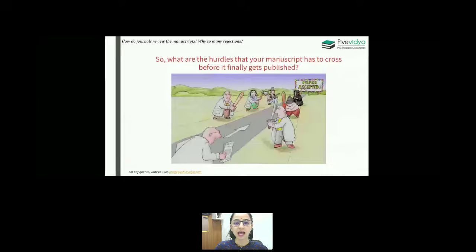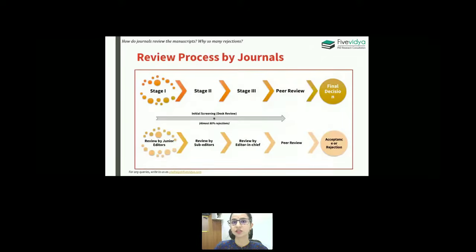Moving ahead, I am trying to show with this picture how many hurdles you have to pass in your PhD journey while getting your paper published, and through to the final submission stage, you have to face many hurdles. Let us move ahead by discussing those stages which you might face during your review process.